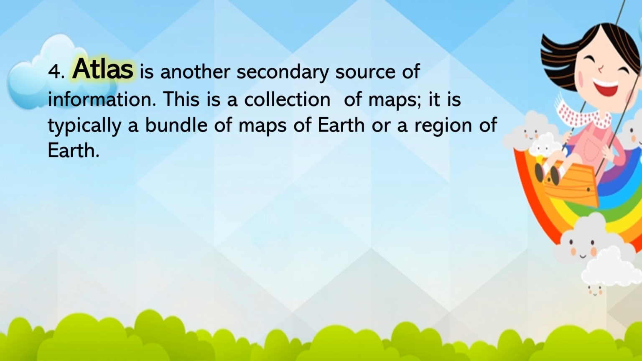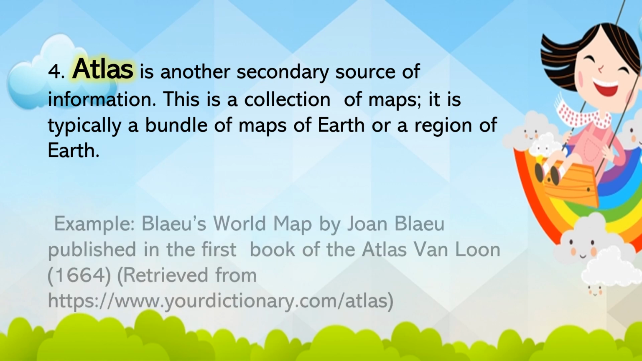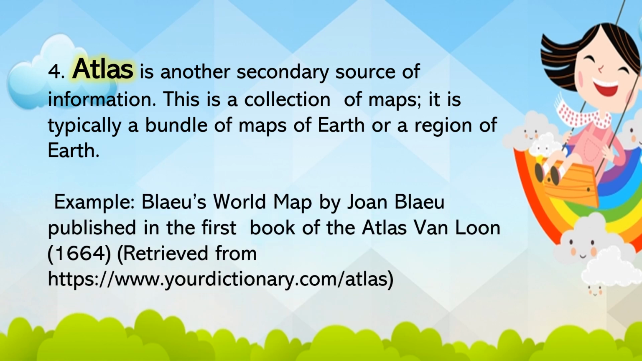Next is atlas. An atlas is another secondary source of information. This is a collection of maps. It is typically a bundle of maps of Earth or a region of Earth. Example, Blue's World Map by John Blue, published in the first book of the Atlas volume in 1664. So what idea will you use in organizing information from an atlas? Yes, the location. In an atlas, there is a collection of maps.